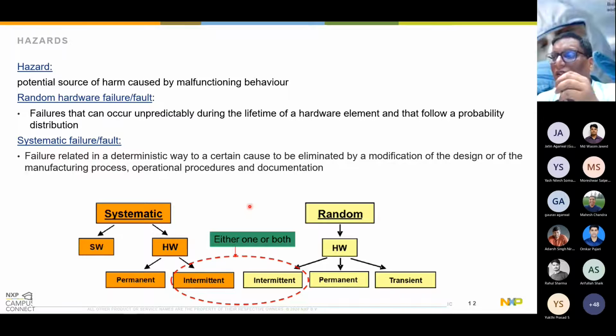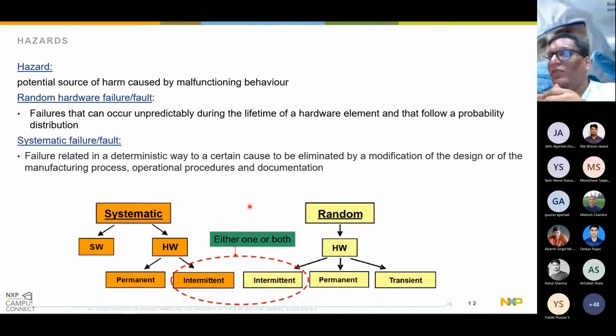Maybe due to long usage, it is no longer able to give the performance that it's required to. Maybe the resistor, for example, deviates from its tolerance levels. And so that's kind of a random failure.